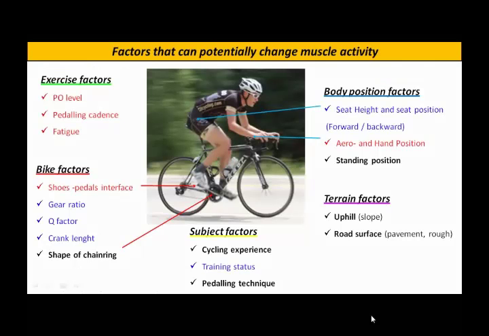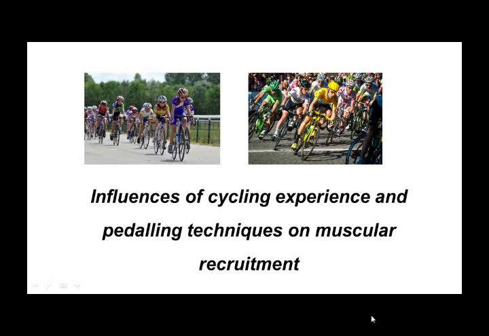All the factors that can potentially change the timing or intensity of muscle activity are presented here. These factors can be gathered in 5 categories pertaining to exercise, bike, subject, terrain, and body position. In blue are indicated the factors that have a great influence on EMG activity, in grey the factors that have a small influence, and in black, the factors that I want to present now. So firstly, I want to present to you the influence of cycling experience on pedaling technique.